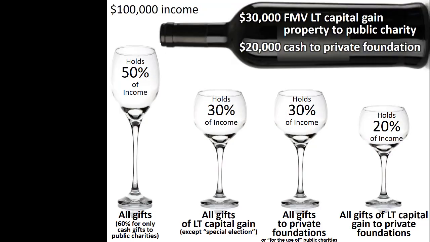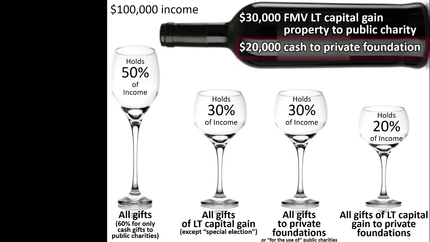As a first example, consider a donor with $100,000 of income. As before, this means adjusted gross income excluding any net operating loss carryback. During the year, the donor has made a total of $30,000 of gifts of long-term capital gain property valued at fair market value to a public charity, and $20,000 of cash gifts to a private foundation.